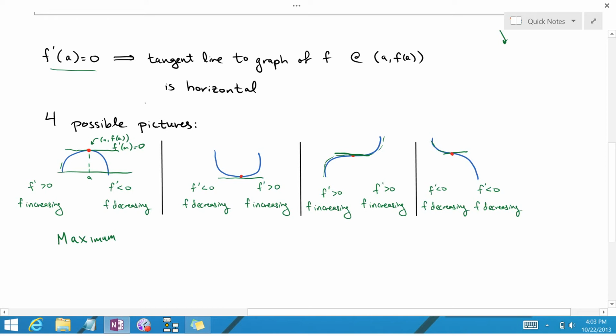Similarly here, f prime being negative to the left means we're decreasing, and that's what this picture shows us. And then we're 0, we're flat, and then f prime becomes positive. We're increasing. And that forces us into a minimum: decreasing, flat, increasing. So that's how you get a minimum point.